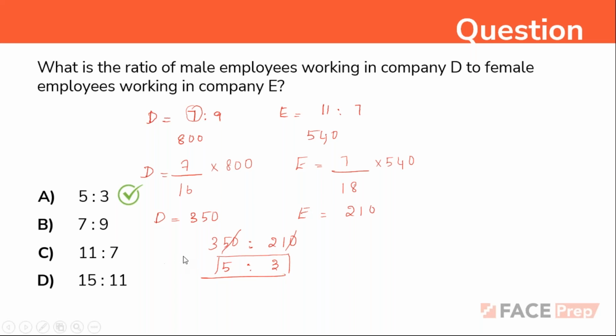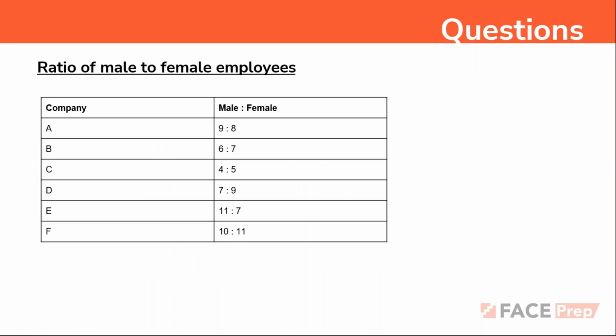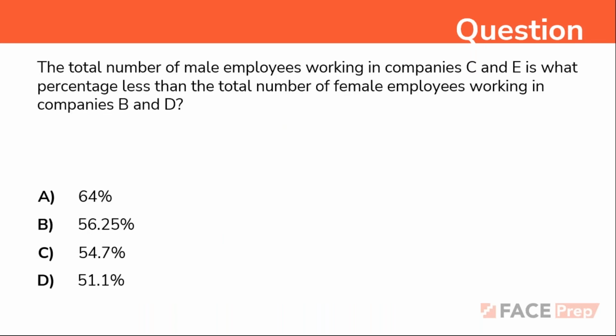So next question, you people try to solve it by yourself. Here is a short question. Now try to solve it by yourself. The total number of male employees working in companies C and E is what percentage less than the total number of female employees working in companies B and D?